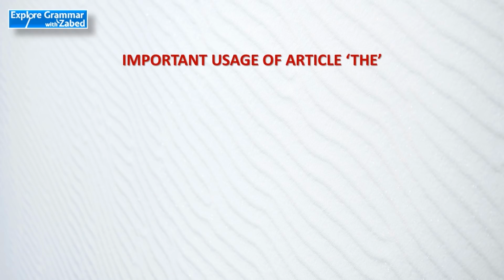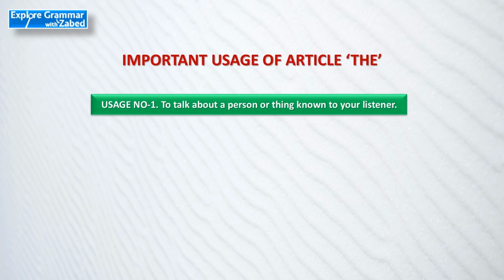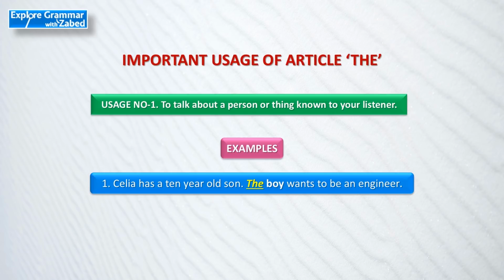Let's now look into the important uses of article the. Use the to talk about a person or thing known to your listener. For example, Celia has a 10 years old son. The boy wants to be an engineer. Here, I first say a 10-year-old son as we don't know him yet. Once I introduced him in the sentence, I can say the boy because he is now known to me.